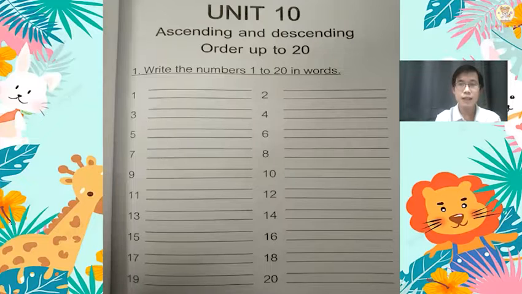Okay, everybody, please take a look at this presentation. Unit 10, ascending and descending order up to 20. Please take a look at number 1. Write the numbers 1 to 20 in words. We have already practiced how to write numbers 1 to 10 in Unit 8 and Unit 9. This time we have to practice how to write from number 1 to number 20 in words. So let's start together.